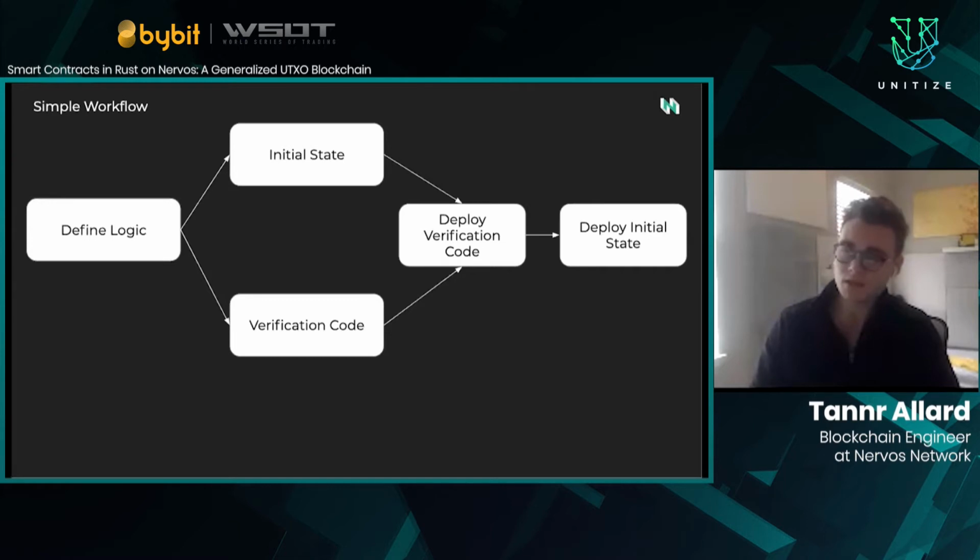So you write the verification code, you write the initial state, and then, of course, the verification code cannot act on the initial state unless it's already living on chain. So once you have the initial state and verification code, you deploy the code, and then you deploy the initial state with its references to the verification code that you've written.